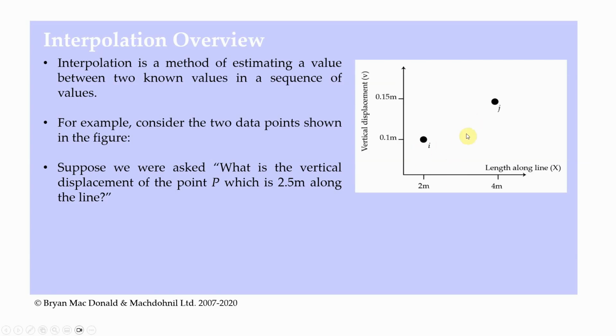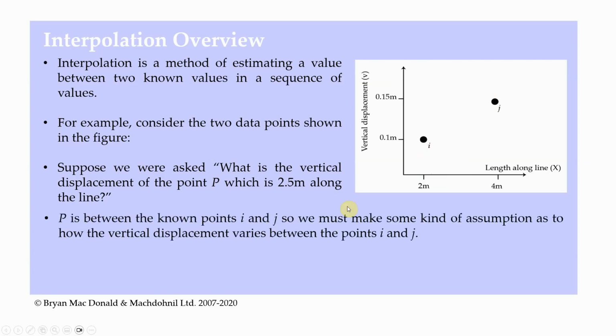Well, we don't have a measurement at that point. But we have measurements at points either side of the point that we're interested in. So P is between the known points i and j, so we must make some kind of assumption as to how the vertical displacement varies between the points i and j.